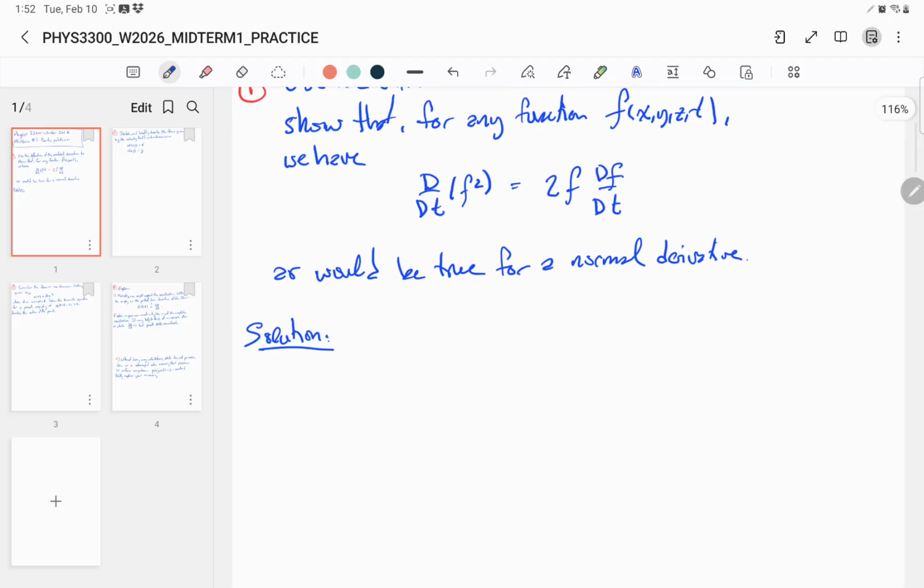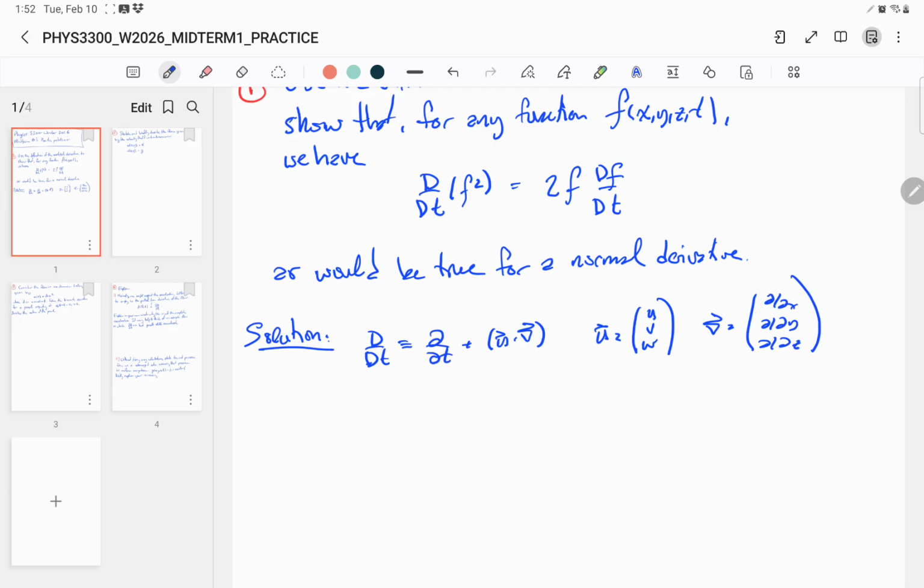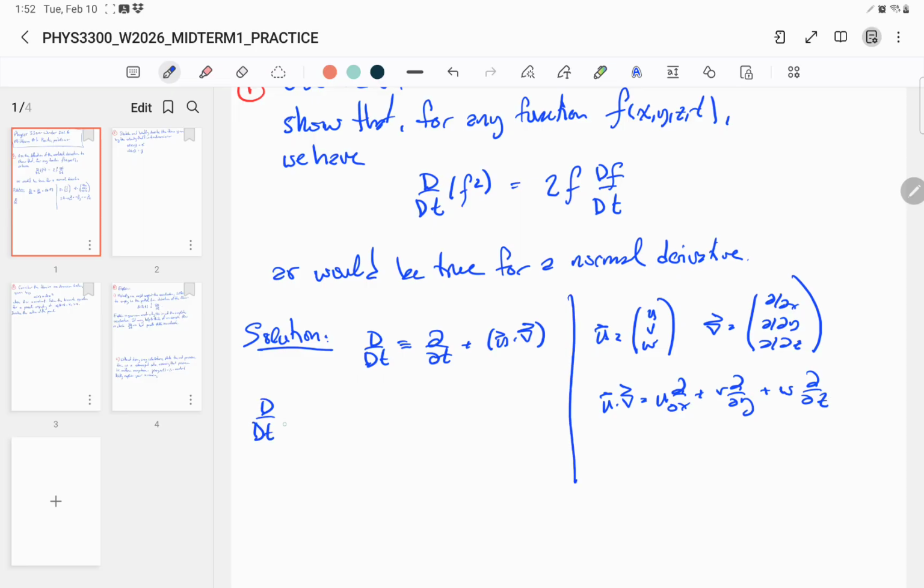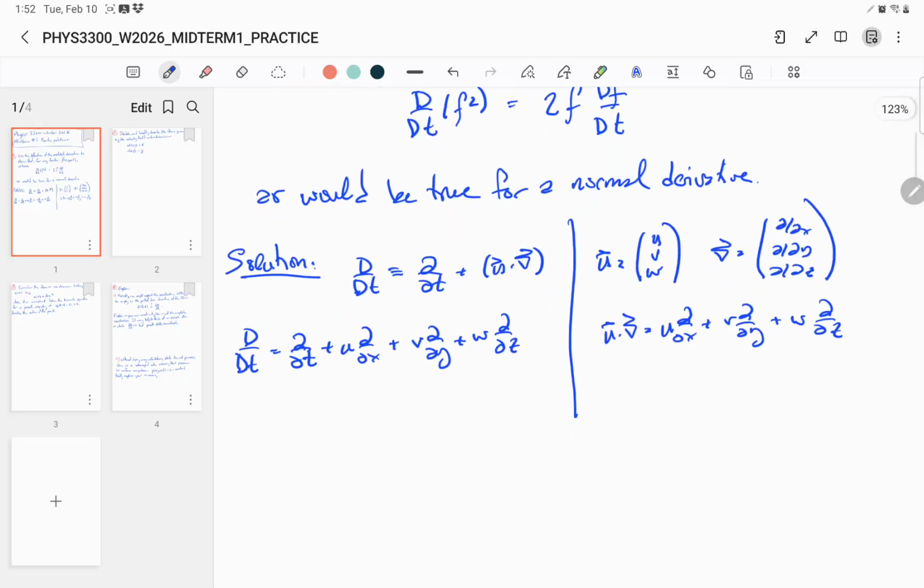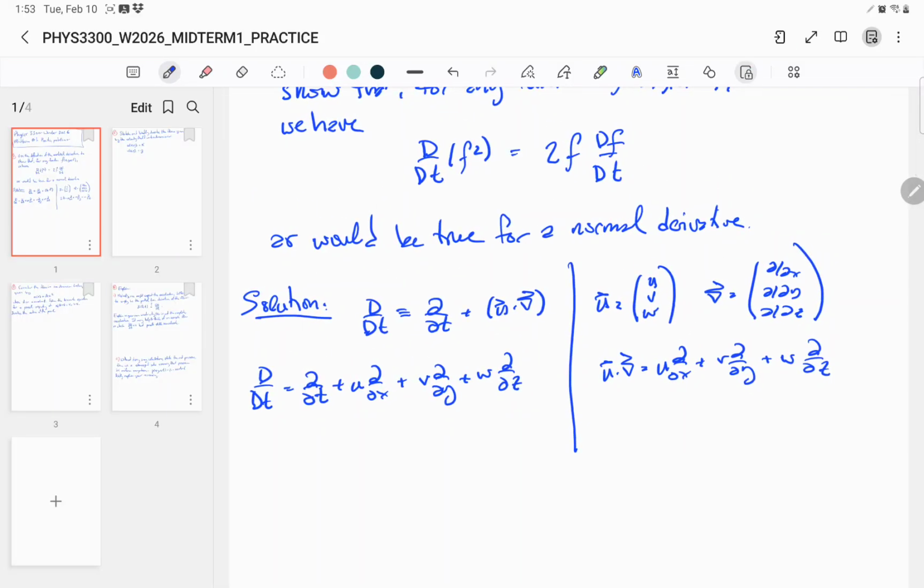So we just want to use the definition of the material derivative here. D by Dt is defined as partial by partial t plus u dot grad, and u is (u, v, w), and grad is d by dx, d by dy, d by dz. So u dot grad is u d by dx plus v d by dy plus w d by dz. So our whole operator here, D by Dt, is equal to partial by partial t plus u partial by partial x plus v partial by partial y plus w partial by partial z. So what we want to do is just evaluate this operator on this square of this function here.